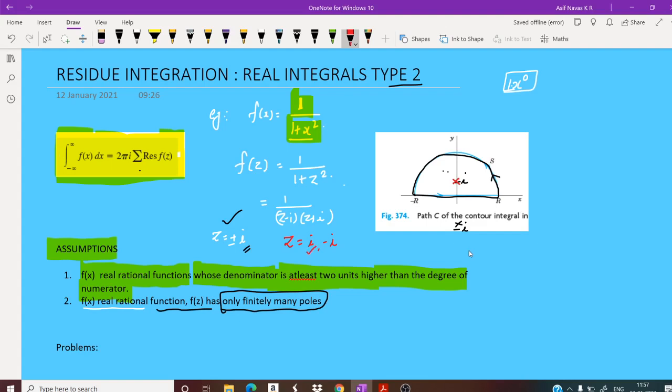Then we can easily find the integral from minus infinity to infinity of 1 by 1 plus x square dx. This is simply equal to 2 pi i into the residue at the singularities in the upper half plane, that is the residue of f of z at z equal to i. The integration will be very easy, because the only thing we have to do is find the residue of f of z at the singularities in the upper half plane.